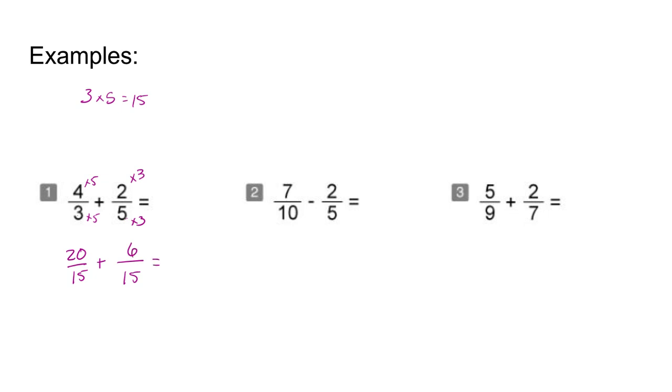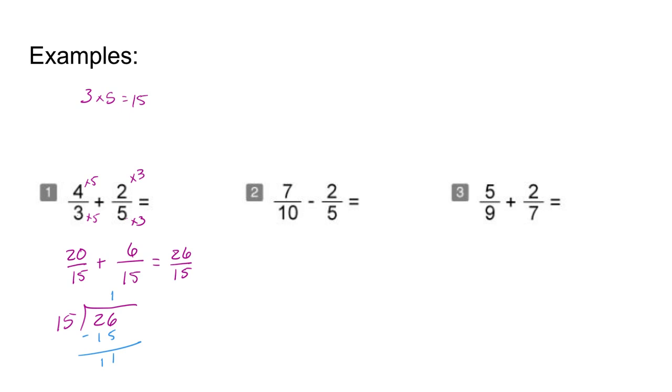Well, now I can go ahead and do the math. Again, numerator only because my denominator is going to be 15. Well, 20 plus 6 is 26. Well, 15 goes into 26 how many times? So 15 can go into 26 once. I get 15. Subtract, I have 11.